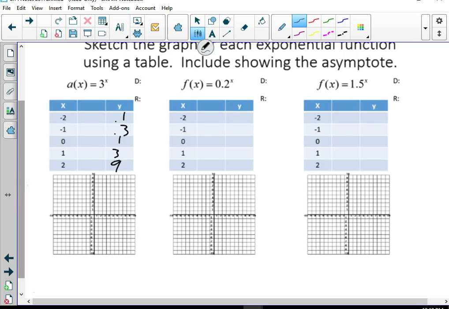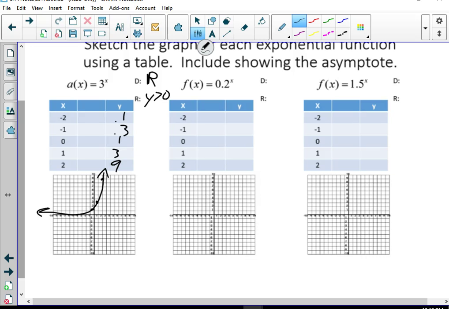So we're going to graph this now. I'm going to start at the big number, so 2, 9 is going to be up here. 1, 3 is going to be right here. 0, 1 does not change. And instead of trying to graph these tiny decimals, I'm just going to do this and write it out. We'll never touch the line. So the domain, again, is all real numbers. And the range is always going to be greater than 0.